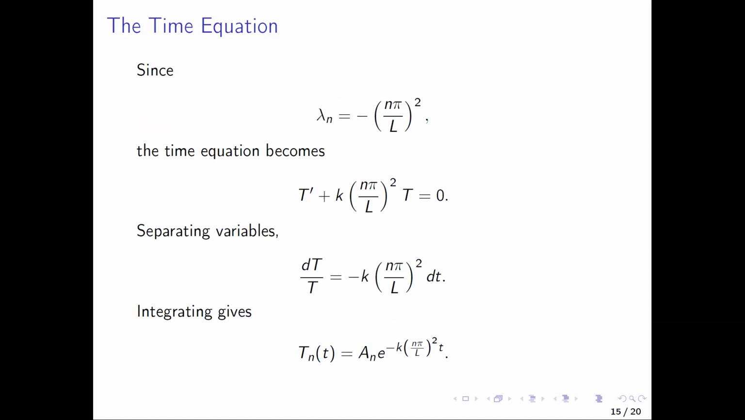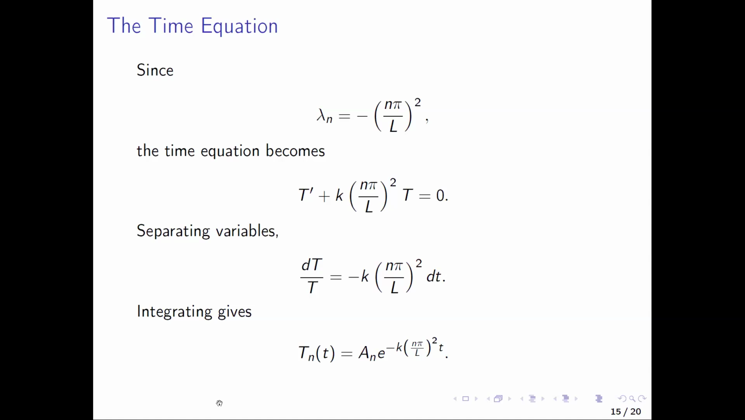T prime plus k times (n pi over L) square times T. Again, you can separate the variables to solve it. If you integrate it, we will get ln T equal to minus k times the constant, integrating with respect to t, and you keep the constant. But you will also have a constant here, say that it is ln a_n. We'll call this T_n.